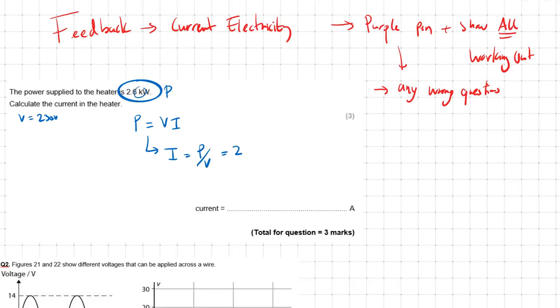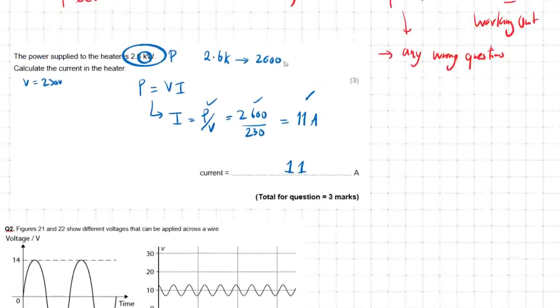Now this here is in kilo, so we need to turn this into watts, so 2.6 kilo is this much. I need to see that you've converted it and divided it, and then we get an answer of roughly 11 amps. You can leave it in decimal points if you want, it's up to you. I'll write 11 here. So these will become your marks: the answer and the working out. Pretty much every one of you got this right.